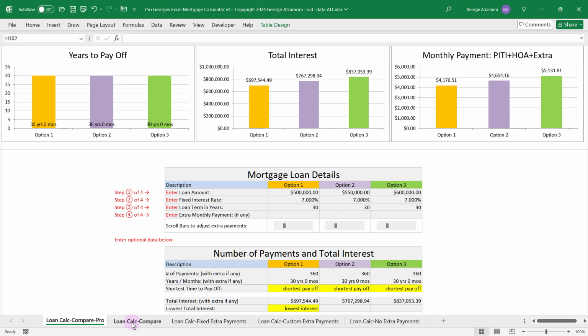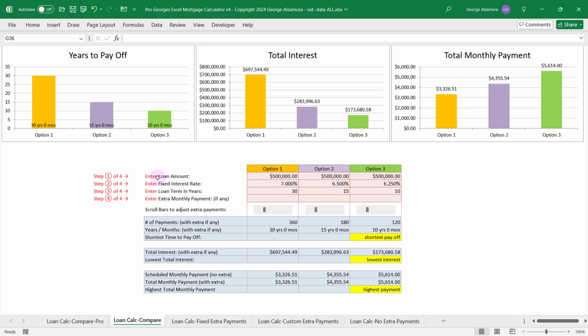Let's take a look at this next worksheet here. I already have some mortgage information filled in. I'm comparing 30 versus 15 versus 10-year mortgages. And you can see here that the 30-year mortgage has the greatest interest. The 10-year mortgage has the least amount of interest, but the 10-year mortgage also has the largest payment.